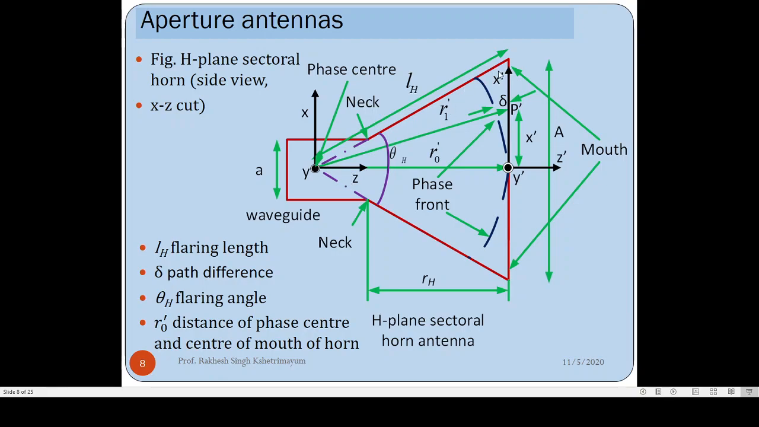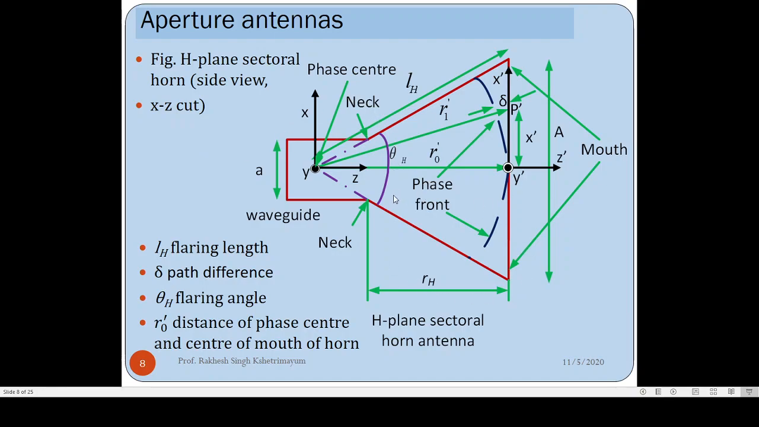And we actually consider this aperture, the mouth of the horn antenna, as the source for radiation. We find the fields here and find the radiated fields from the horn antenna. So this is the location of the source. We have one more coordinate system here, which is X dash, Y dash, Z dash. All the source coordinates are with the prime coordinates, and observation coordinates are with the unprimed coordinates.